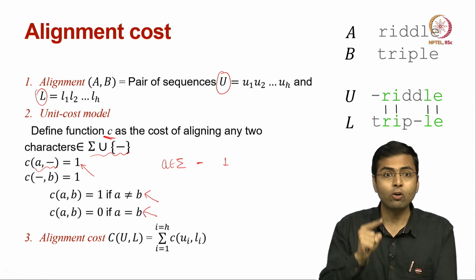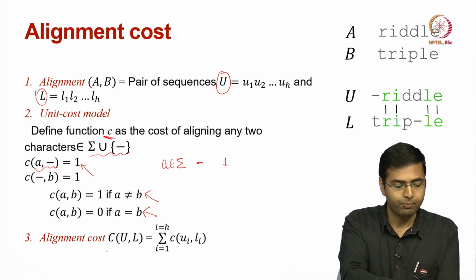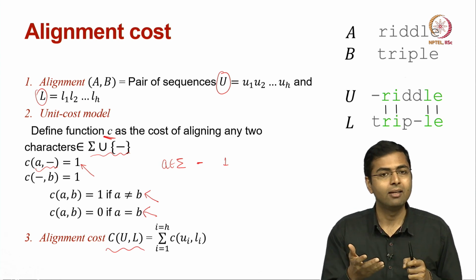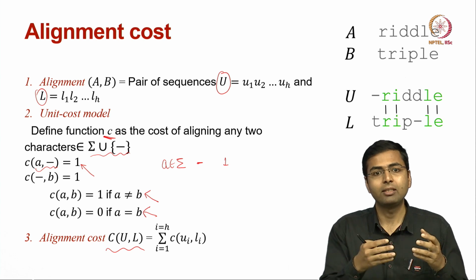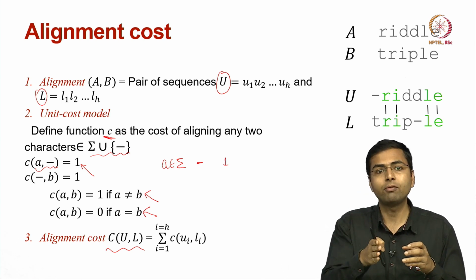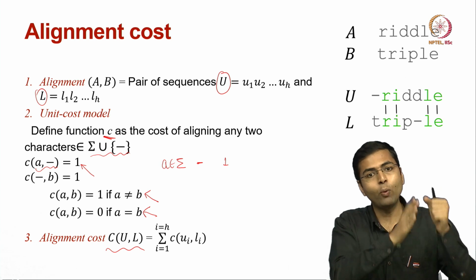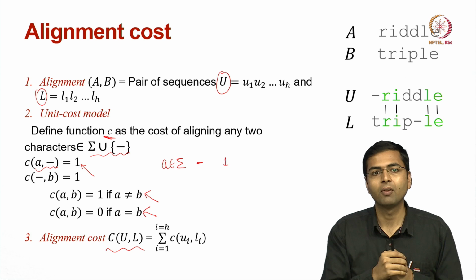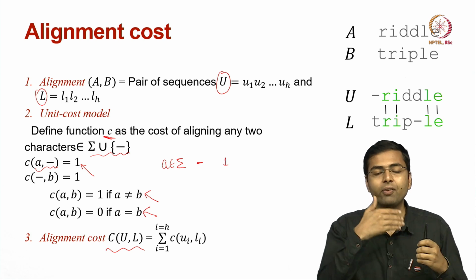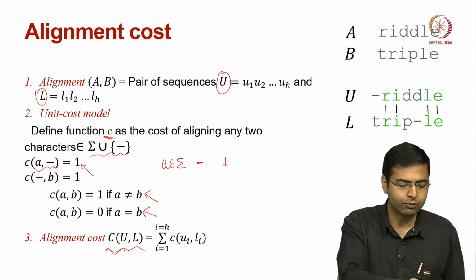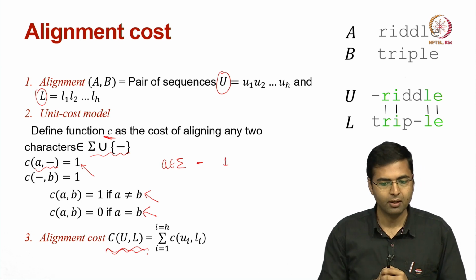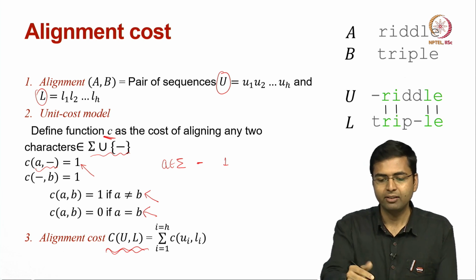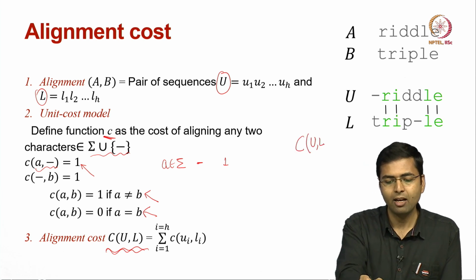And now, considering this unit cost model, we can define the cost of alignment. So, given the alignment U and L, we can compute the alignment cost by considering individual columns of the alignment. So, for example, comparing U1 to L1, U2 to L2, U3 to L3 and so on. We will add the costs and define the total cost for a particular alignment. Now, under this model, if you see the example on the right hand side, we can calculate C(U, L) for this example.